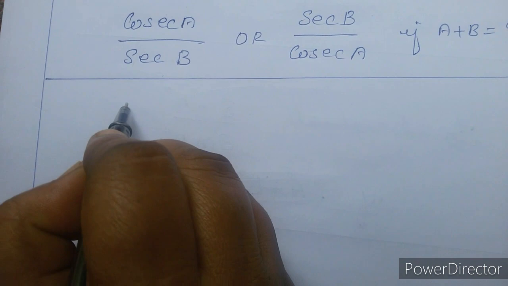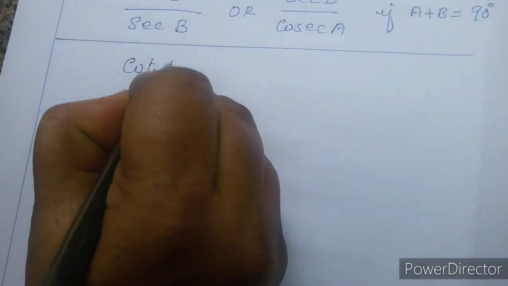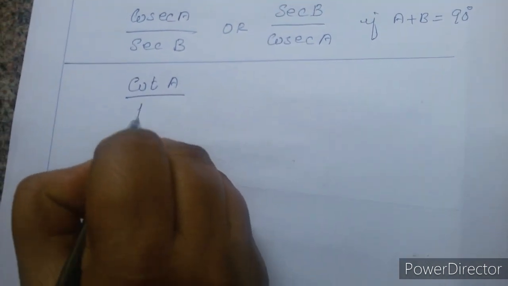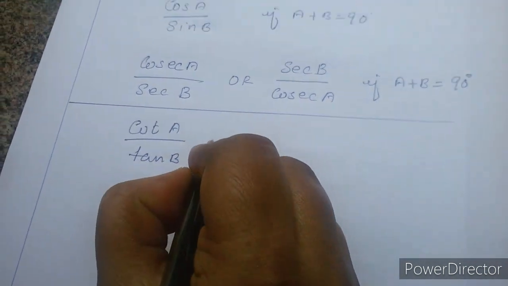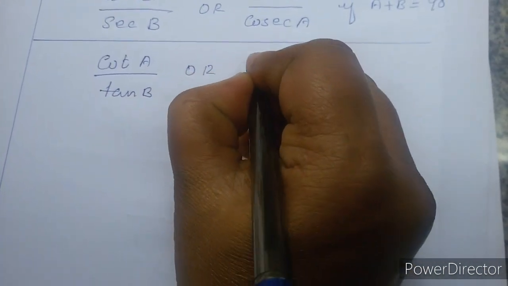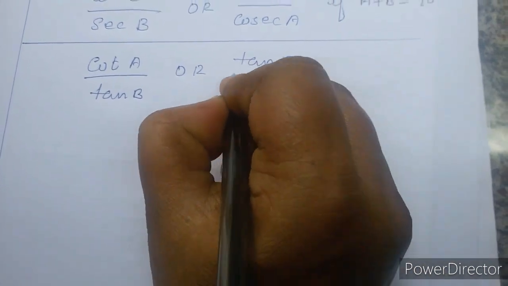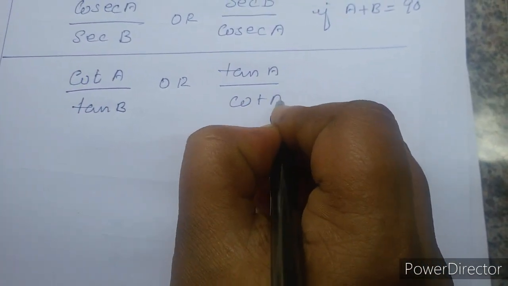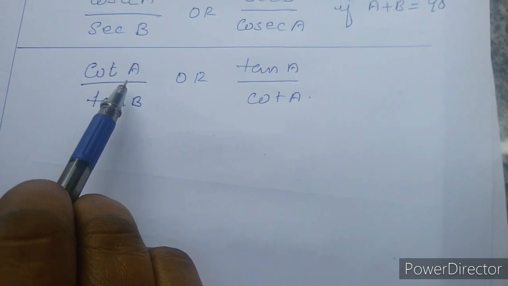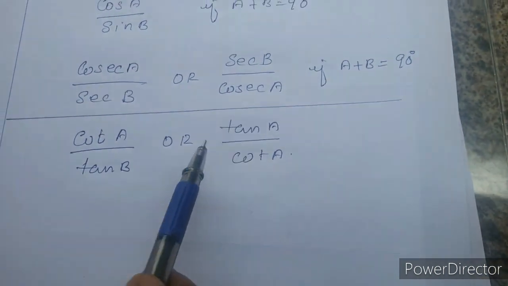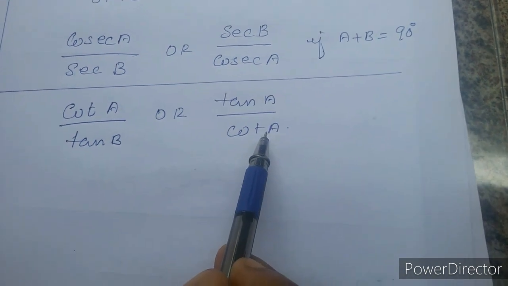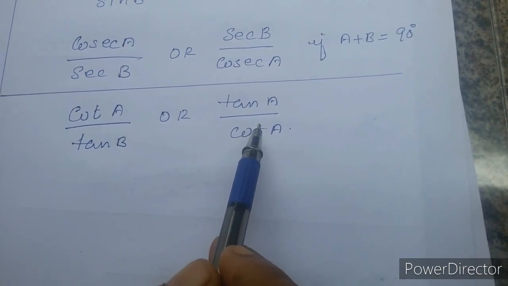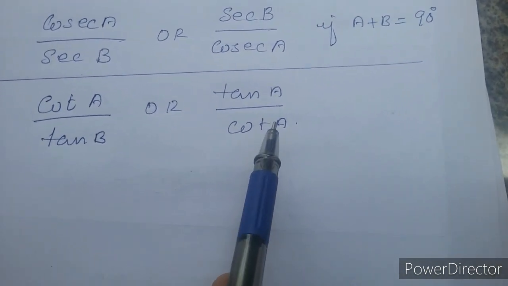And also it is applicable for cot A by tan B, if A plus B is equal to 90 degrees, or tan A by cot B, if A plus B equal to 90 degrees. By this tip we can quickly find out the answer of cot A by tan B and tan A by cot B. This also will be equal to 1. We will get the answer equal to 1.